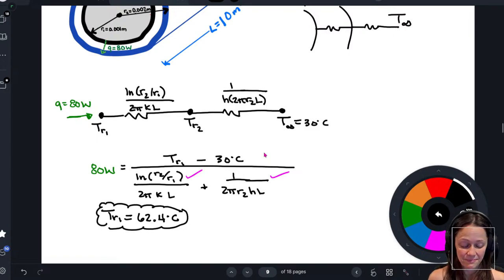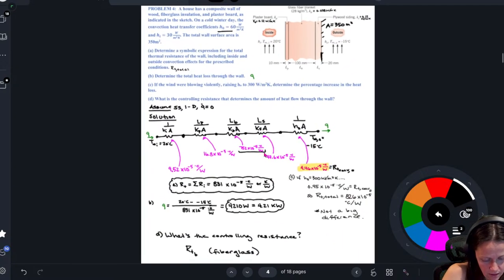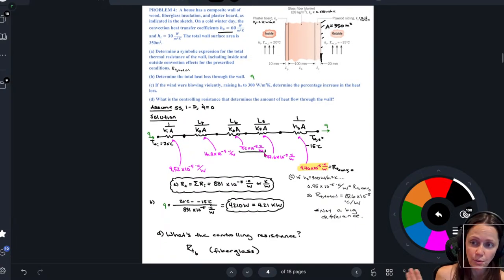Could you scroll up to problem four real quick? Problem four, absolutely. Thank you. I just need to copy one or two things down. Okay. Is that good, or do you want me to zoom in anywhere? Oh, that's good. Thank you.